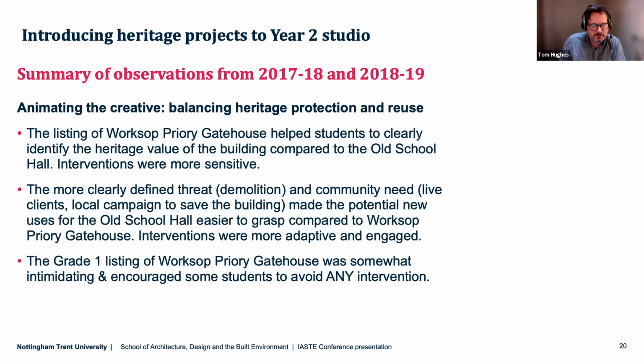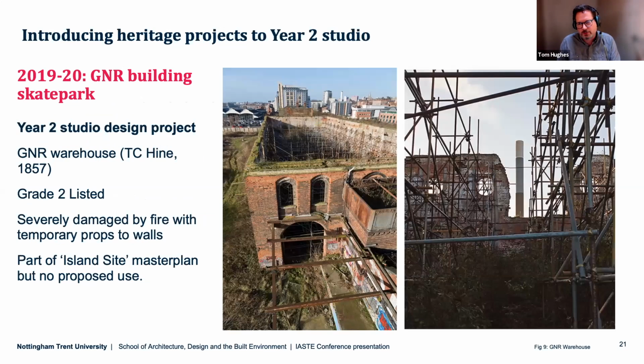Next slide, please. So for the next project, we moved on to this building, which is a Great Northern Railway former corn warehouse. Grade 2 listed, but severely damaged by fire, and part of a master plan for redevelopment, which again, a new use for this building was very difficult to find, and it's under threat of demolition. Next slide, please.